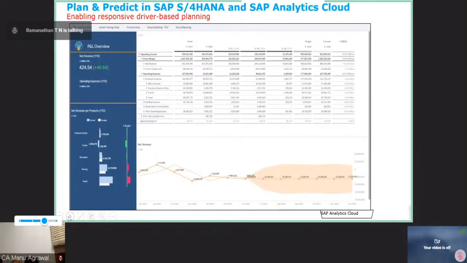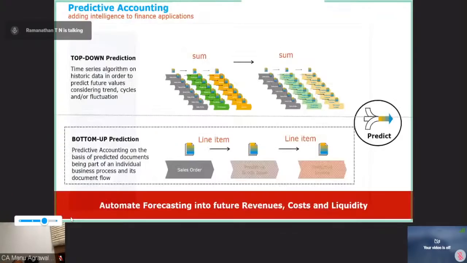This is the example of an outcome of the driver-based planning in the system, which not only provides you a fact sheet bit of information, but also analytical information on the different tiles and graphical depiction of information which we wanted for better, effective decision making. So this is something which I talked about in terms of driver-based planning, right?